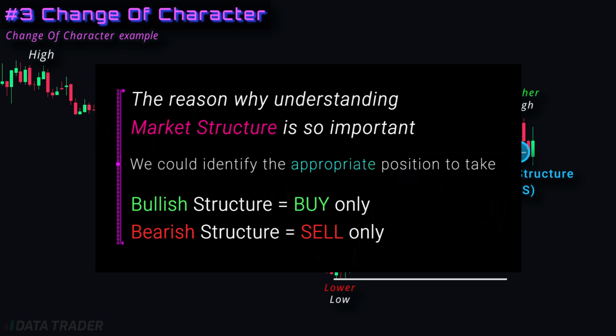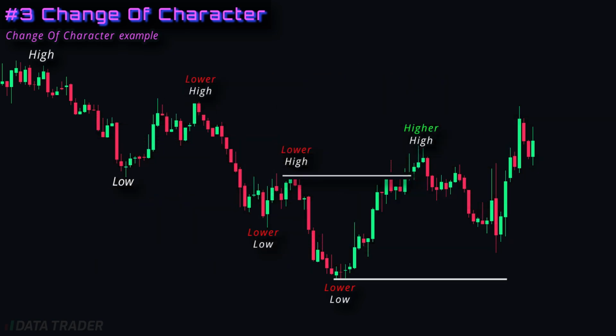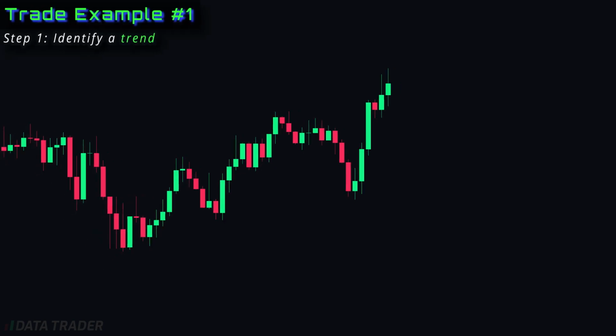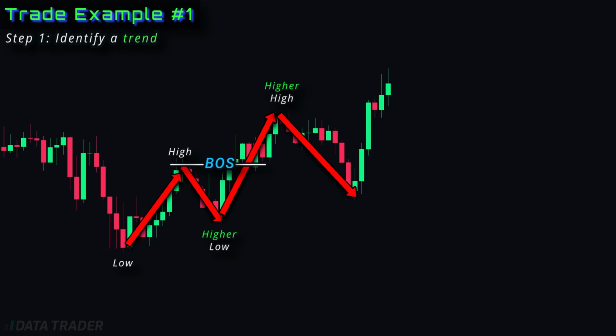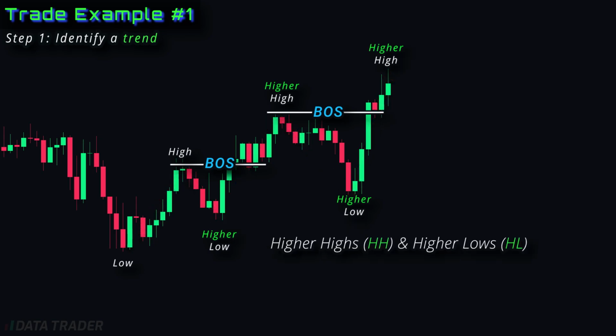So, now that we've mastered all the essential smart money concepts, let's see how we can implement this into our trading strategy. So, the first step in our trading strategy is we need to identify a trend. Now, let's look at this chart here. We can see that price goes up, makes a pullback, but managed to remain above the previous lows. Next, it went up, creating a break of structure and forming higher highs. And after that, price went down, remains above the previous lows, comes back up, and made another break of structure and forming higher highs. So now we have higher highs and higher lows, which is a characteristic of an uptrend.